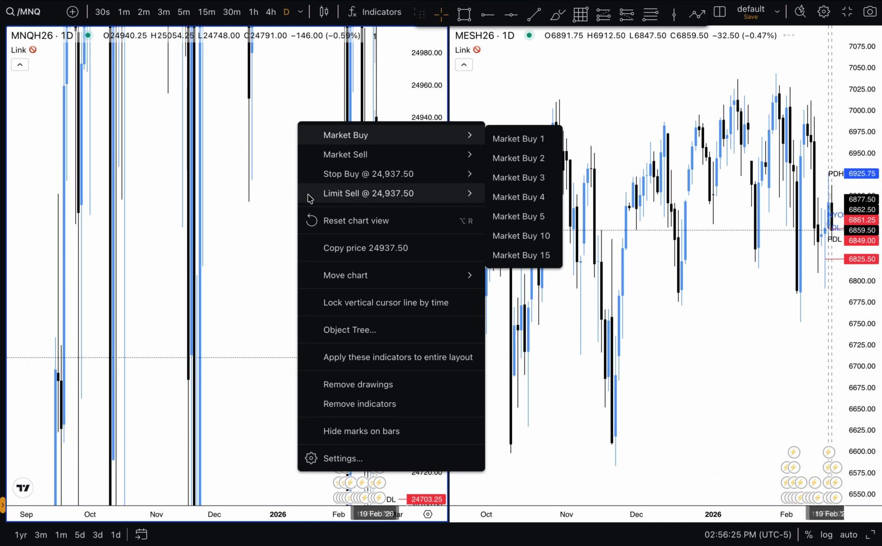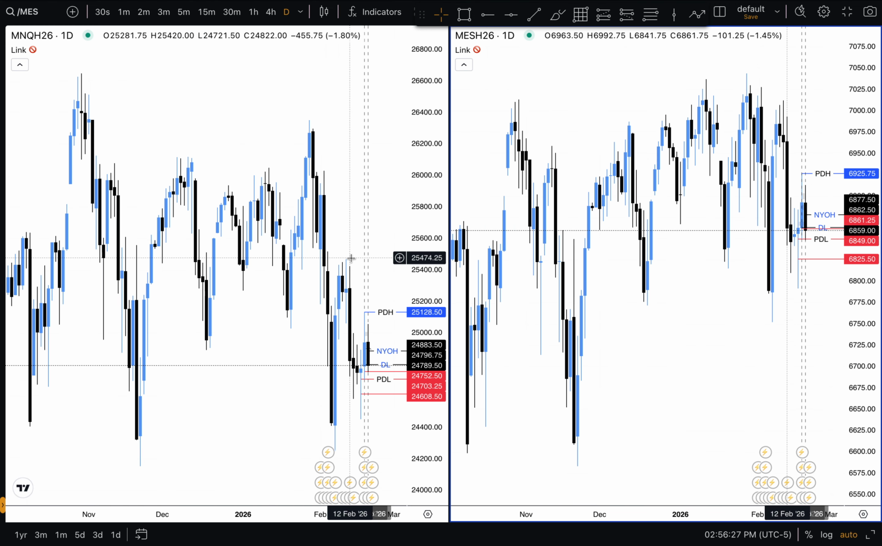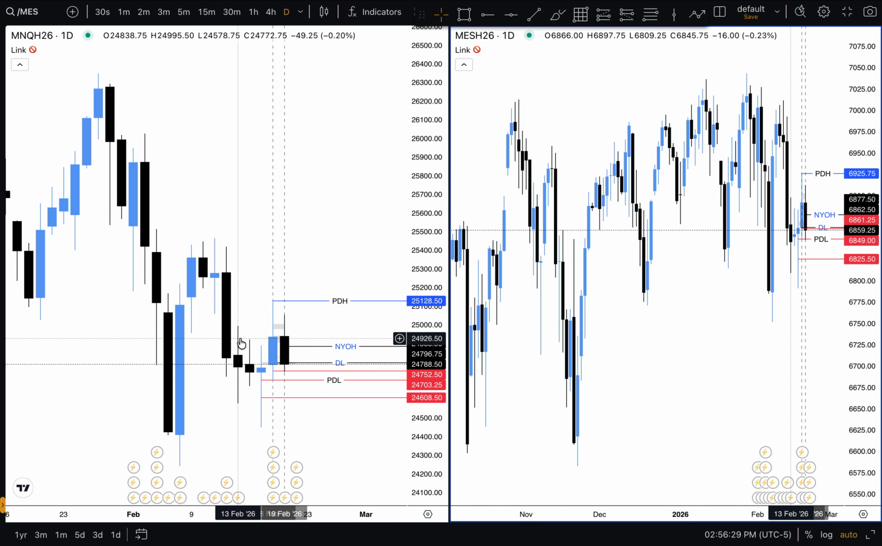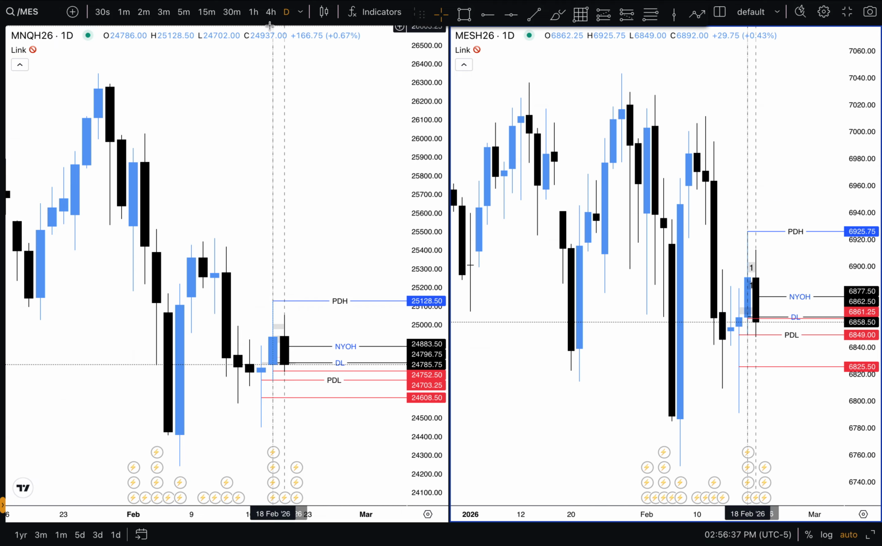I literally just start off marking out previous day highs, previous day lows. We know yesterday we tapped into the daily gap. That was the main draw on liquidity when trading yesterday for me. Unfortunately, I couldn't catch a trade, but it is what it is, right?